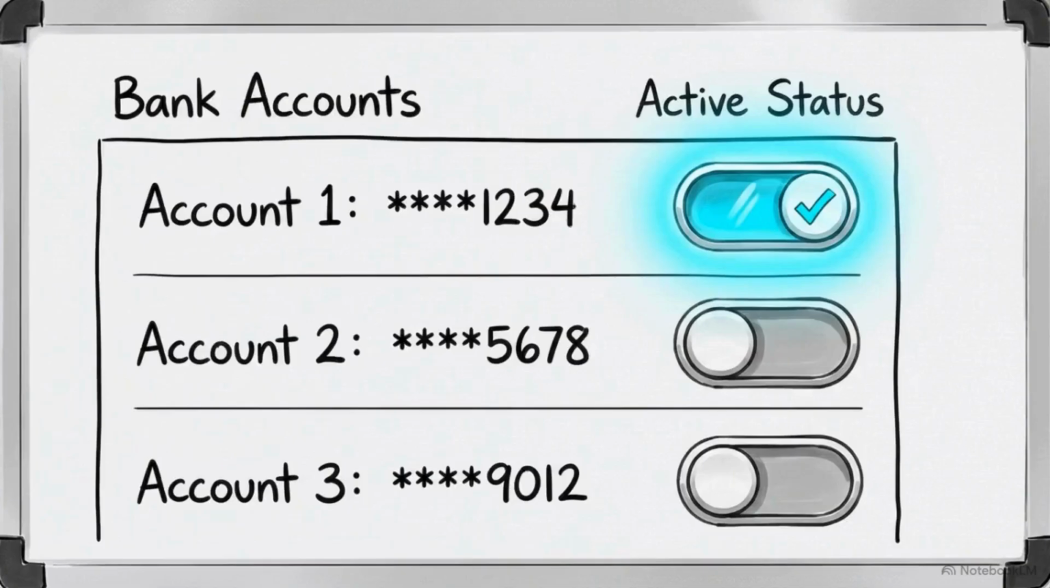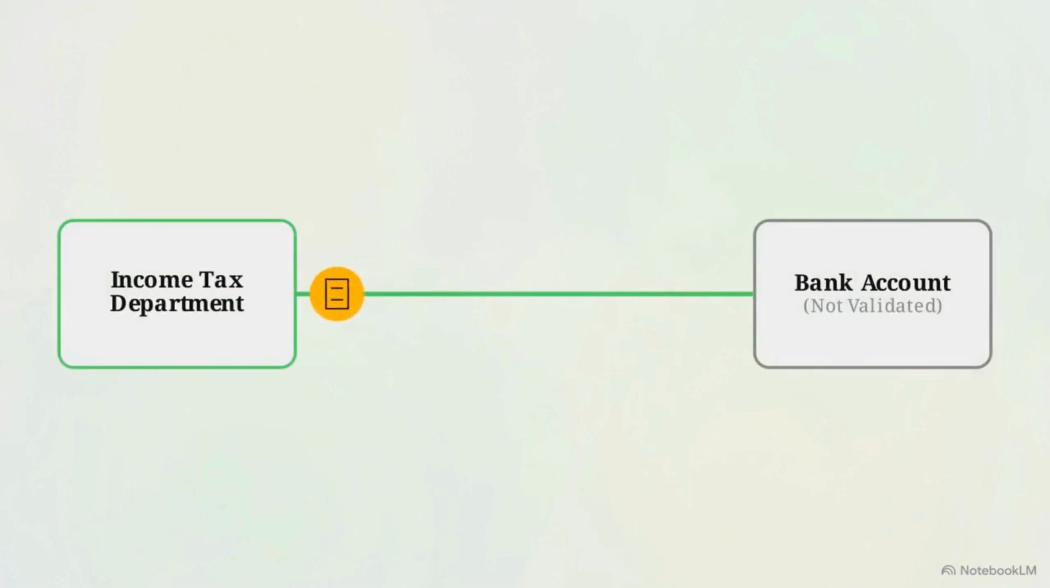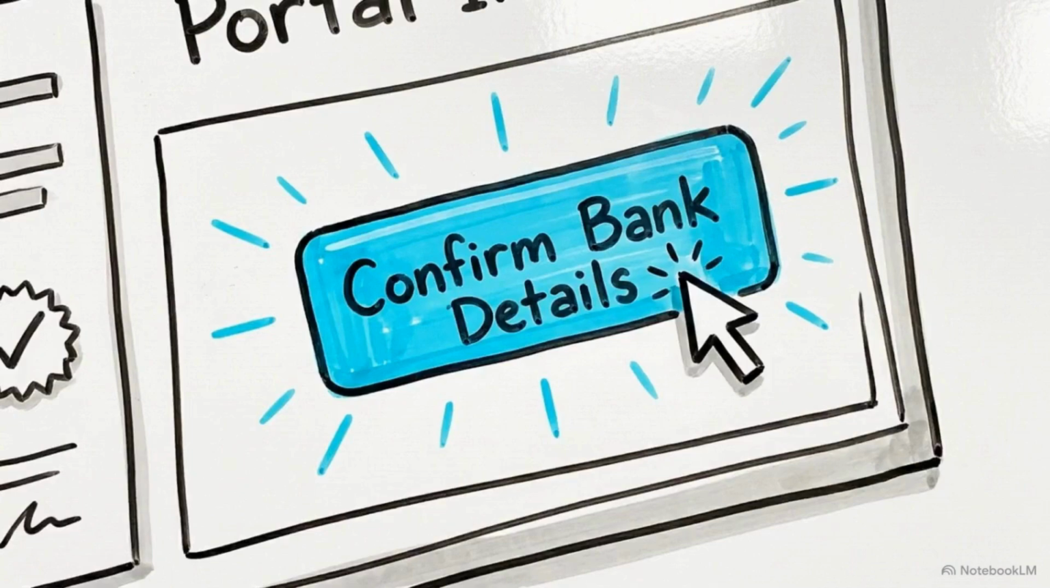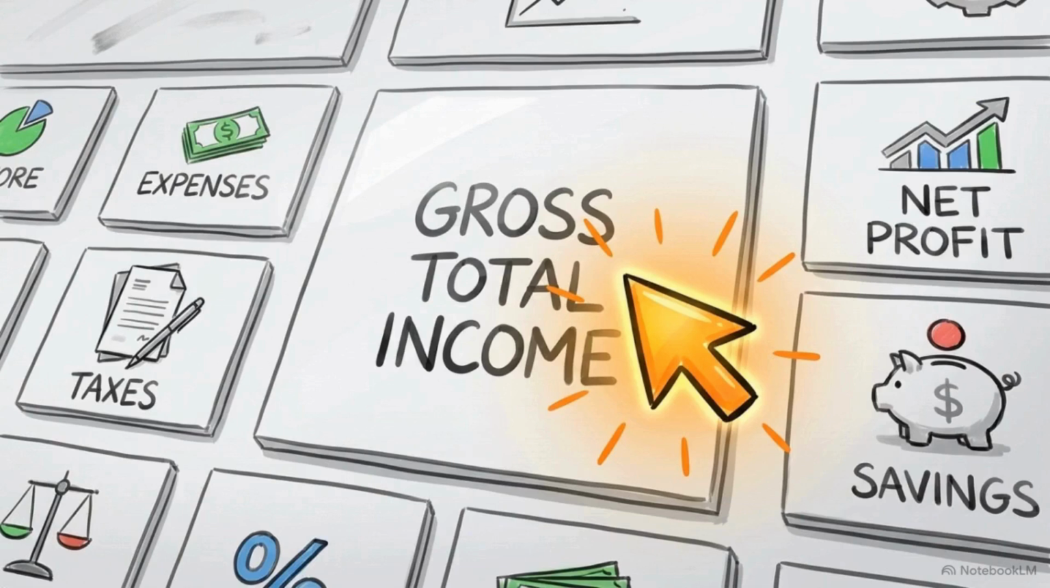You must ensure that at least one active account is toggled on for your refund nomination. Skipping this simple bank validation check is the primary reason completed tax refunds fail to reach a taxpayer's account. Lock it in before you move forward. Next, return to the main dashboard and open the Gross Total Income Schedule.